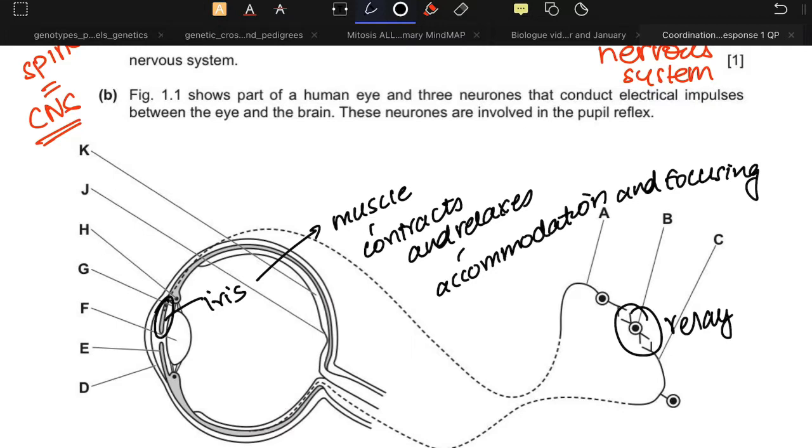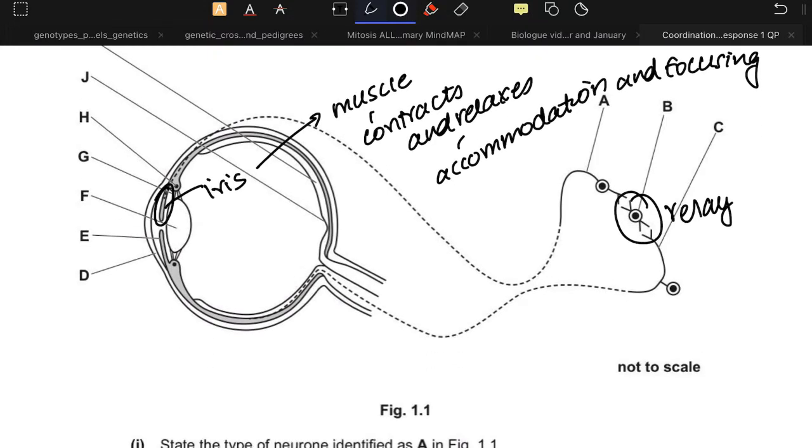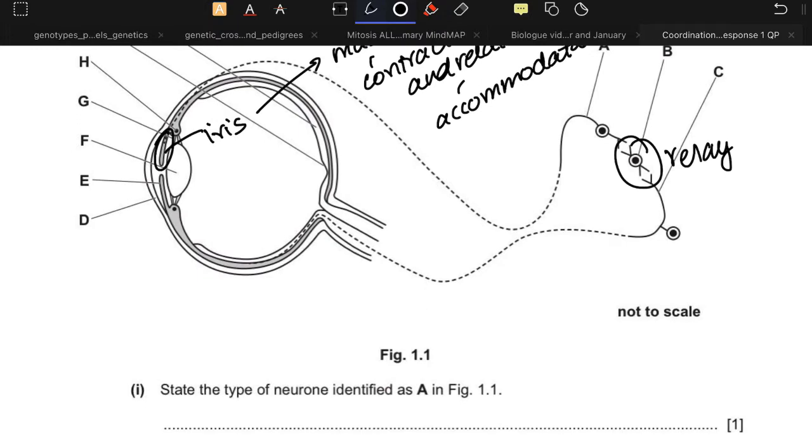Alright, figure 1.1 shows part of the human eye and 3 neurons that conduct electrical impulses between the eye and the brain. These neurons are involved in the pupil reflex. So you have the diagram given here. The first question is: state the type of neuron identified as A.